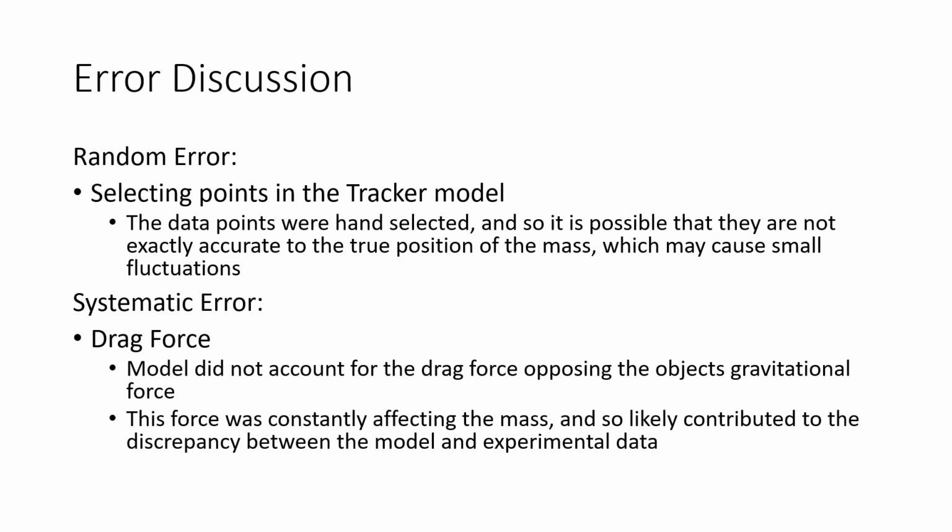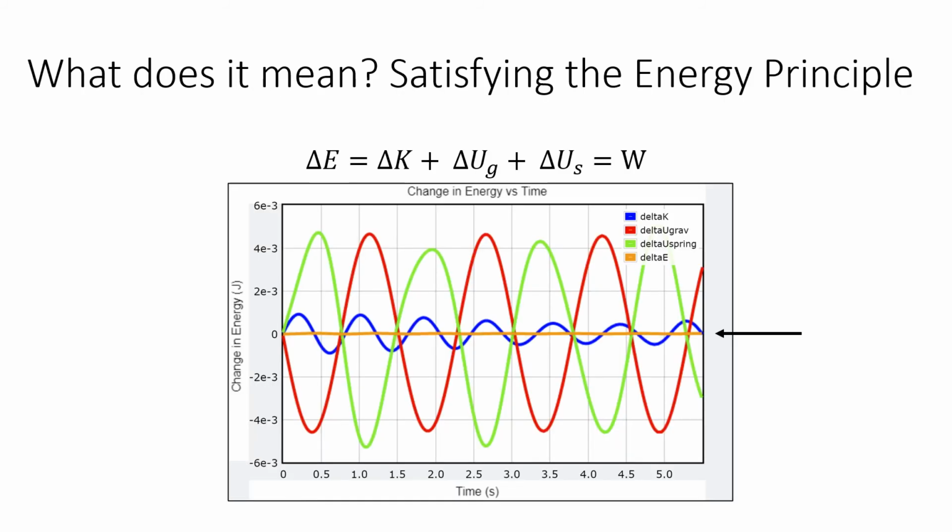Some systematic error, which could have accounted for that big shift in the Tracker model versus the computational model, would be the unaccounted-for drag force. The computational model didn't account for the drag force opposing the object's gravitational force, which we saw modeled in the Tracker model. And so this force was constantly affecting the mass, and so likely contributed to the discrepancy between the model and the experimental data. And so what does it mean?